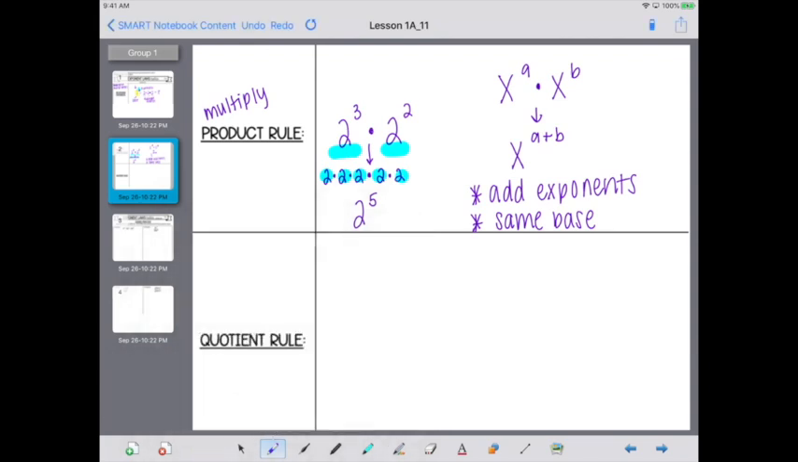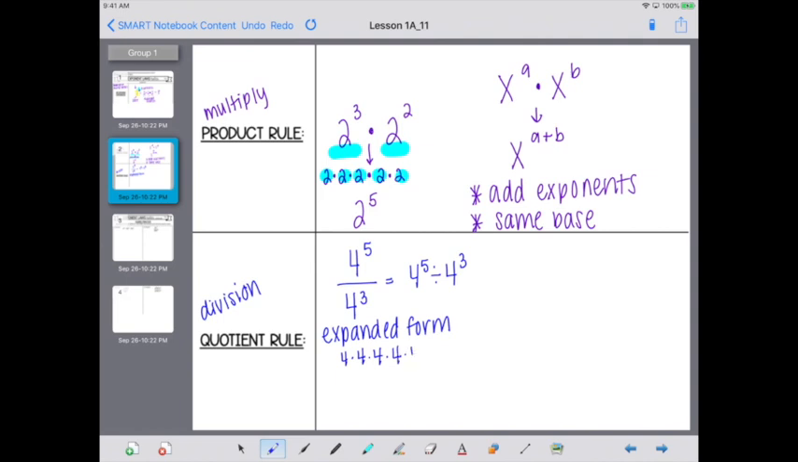We're going to use the quotient rule, which is basically saying we're using division this time. So if I give you 4 to the 5th power divided by 4 to the 3rd, which can also be rewritten as 4 to the 5th over 4 to the 3rd, those are the same. When we expand, this is what we're going to get. We're going to get 4 times 4 times 4 times 4 times 4 for a numerator. 4 times 4 times 4, and that represents our 4 to the 3rd power.